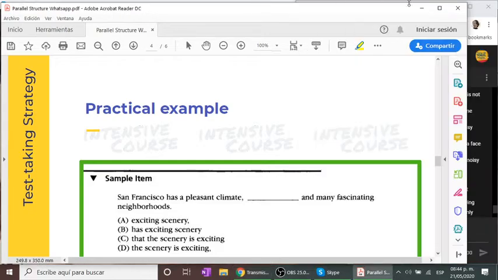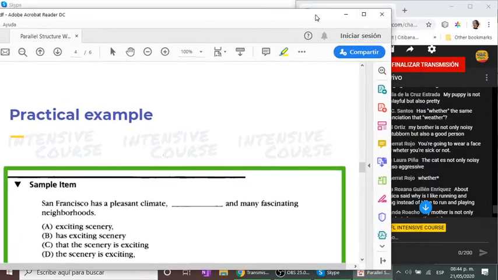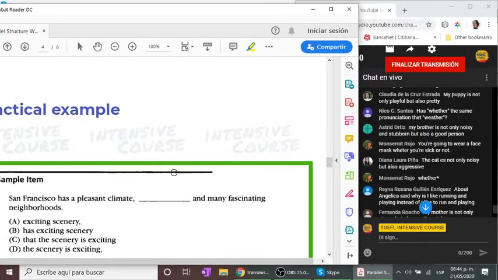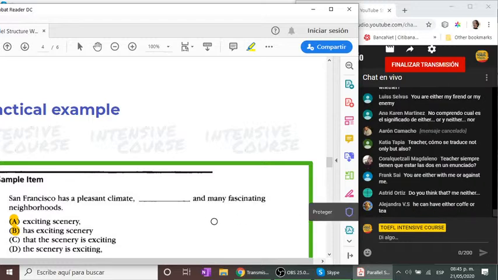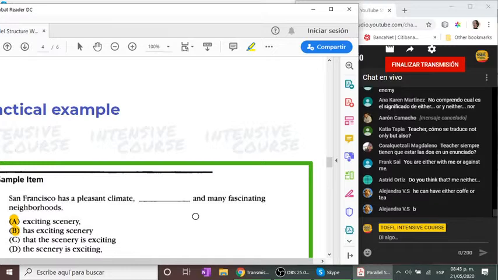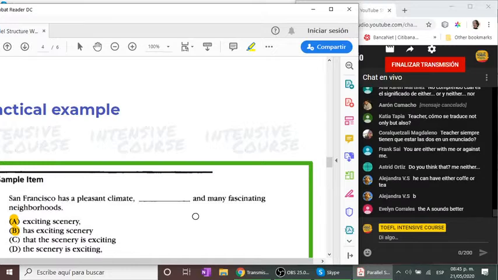All right. For me, which doesn't make sense? D makes absolutely no sense. C makes absolutely no sense. So then we are A and B. Do it again. San Francisco has a pleasant climate, there's a comma, exciting scenery and many fascinating neighborhoods. You see? Look at the punctuation. It has a comma. San Francisco has a pleasant climate, has exciting scenery, and many fascinating neighborhoods.